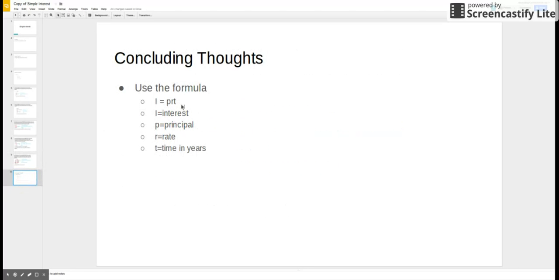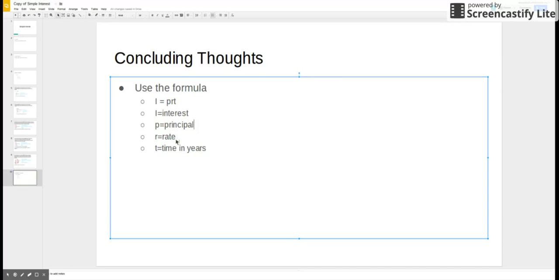So some concluding thoughts. You always want to use the formula I equals PRT. I stands for your interest. P is your principal. This is what you're starting off with. R is your rate, so that's your percent as a decimal. And T is your time, and it has to be in years.